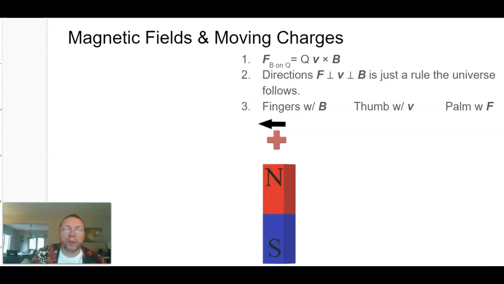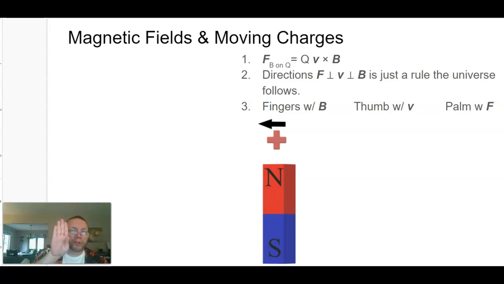That's just the way it is. So don't do this without taking out your right hand. Take out your right hand. Move it around in the right directions. So magnetic north on this points up, so fingers up.